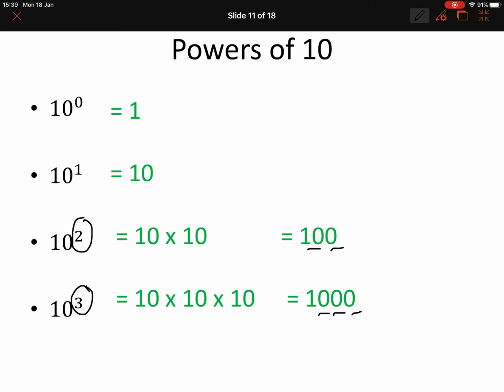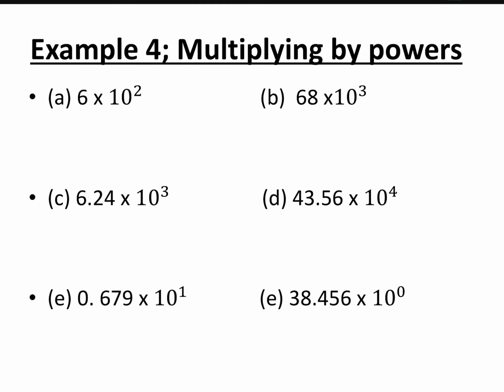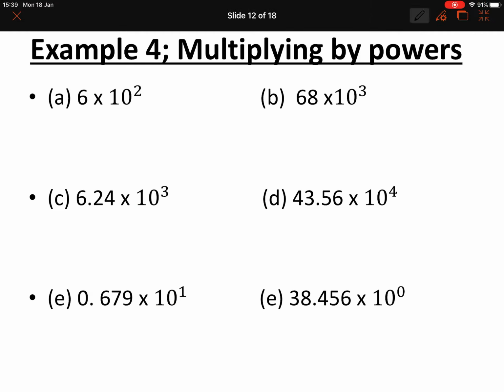So what you can do is this. If it's to the power of 2, you'll have 2 zeros. If you've got 10 to the power of 3, you'll have 3 zeros. So 10 to the power of 4 would just be 4 zeros, so 10,000. So that's one little trick you can use. Right, so example number 4. So can we pause the video, please, and copy these questions down?